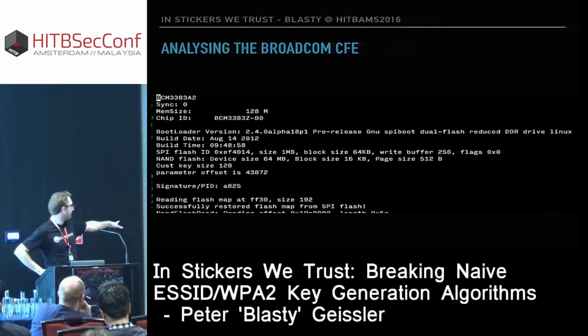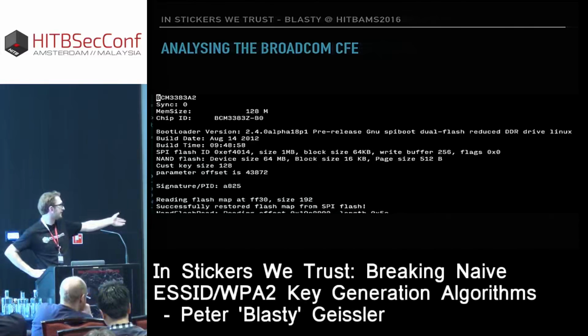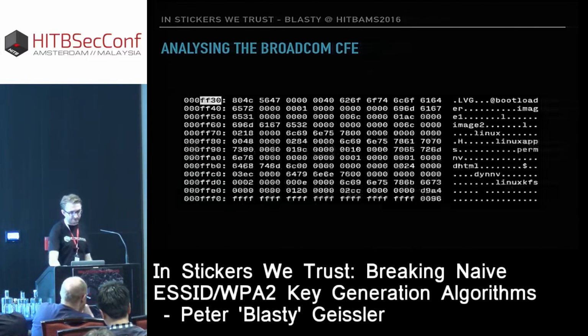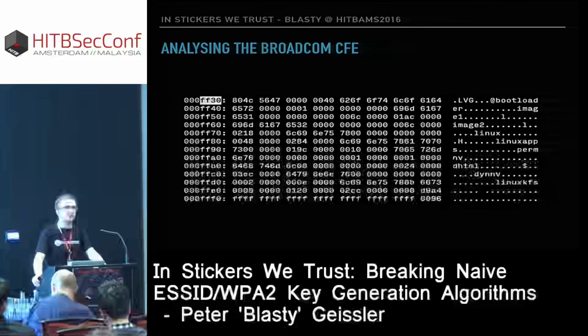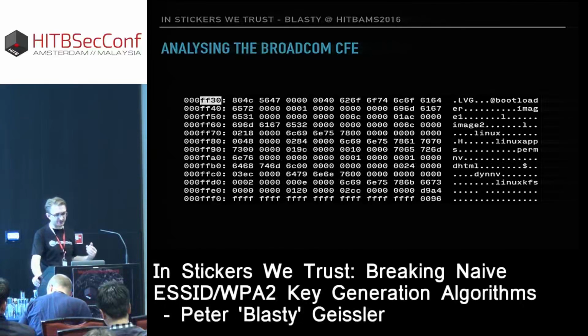Let's see, at the bottom we also see it says reading the flash map at offset FF30 and the size is that. So if we look at the dump from the SPI flash and we go to that offset FF30, we can see some kind of partition table here. So the NAND is split up in various partitions. Which is interesting later, but first we need to get a dump of the actual NAND flash in order to extract those partitions at all.